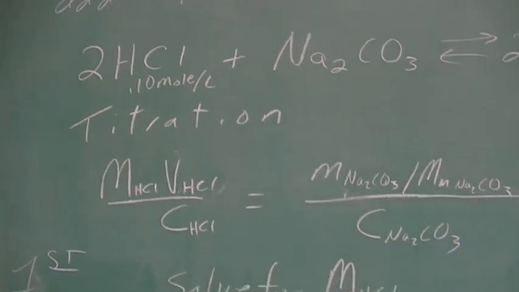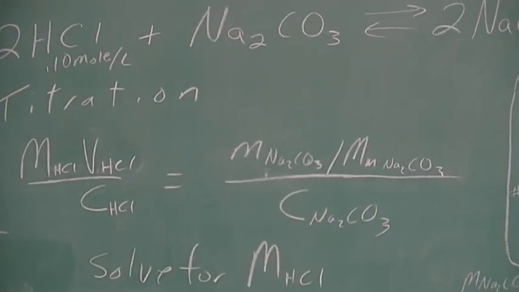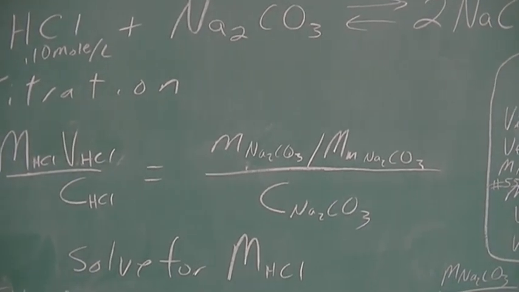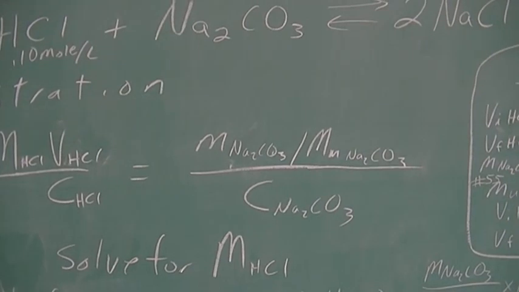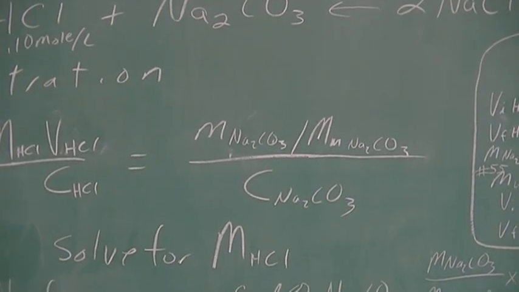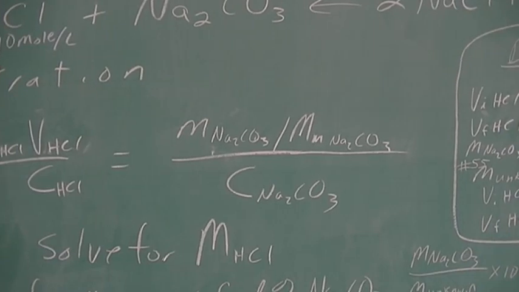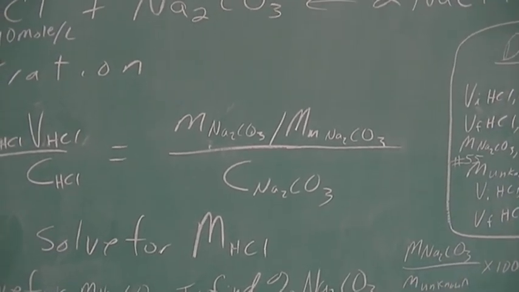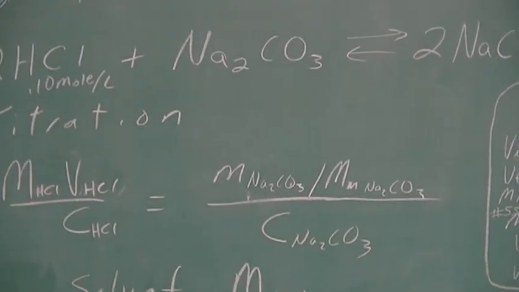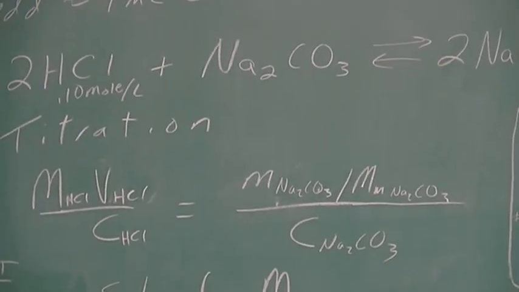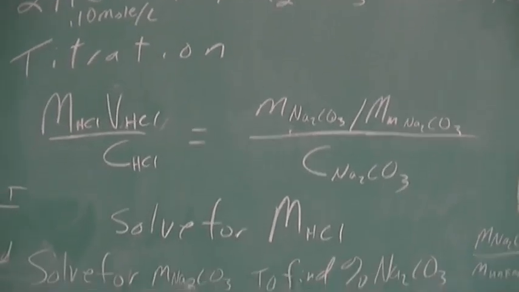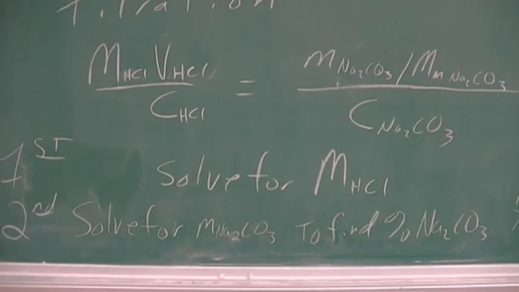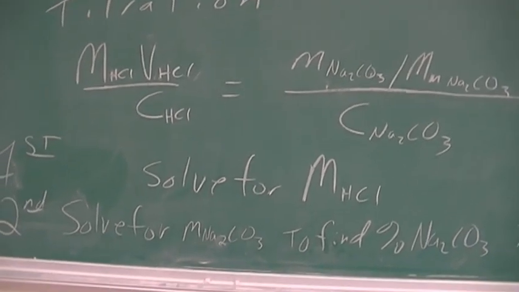It is a 2. Your mass of sodium carbonate, we are going to weigh that out. It tells us about 0.1 to 0.13. We will have that accurate mass put in there. The molar mass of Na2CO3 is easily found on the periodic table. And the coefficient of Na2CO3 in our balanced chemical reaction is a 1. So in the first part, we are solving for the molarity of HCl, and that is going to be about 0.1. We're going to get it to 4 significant figures.